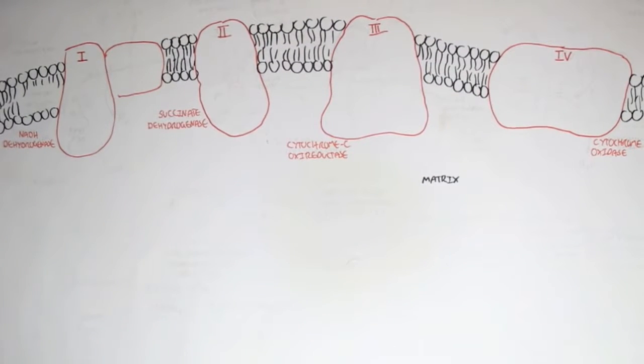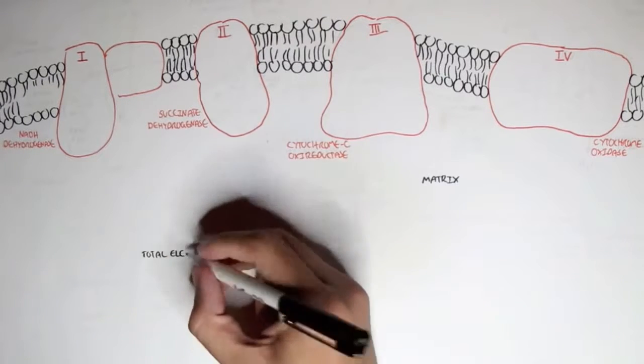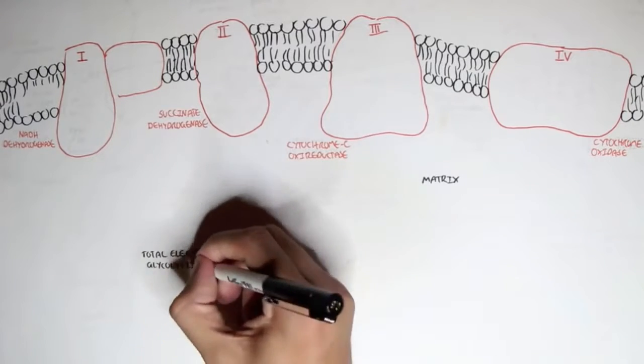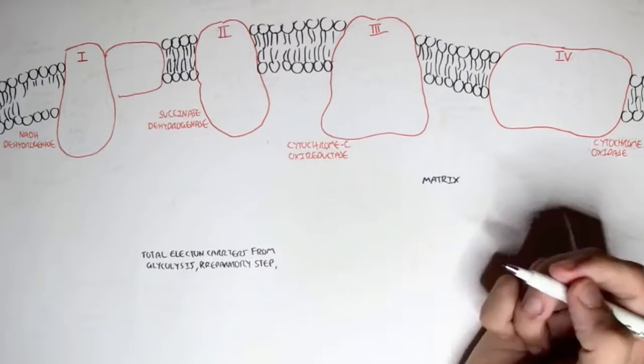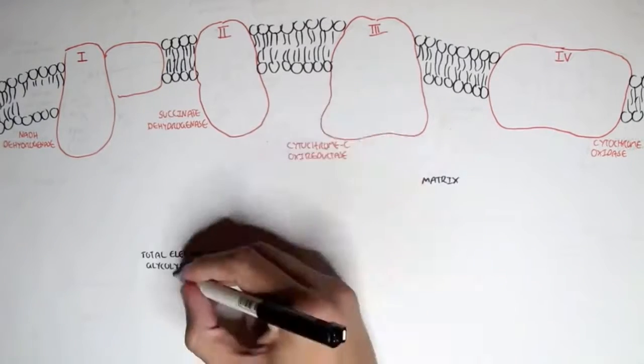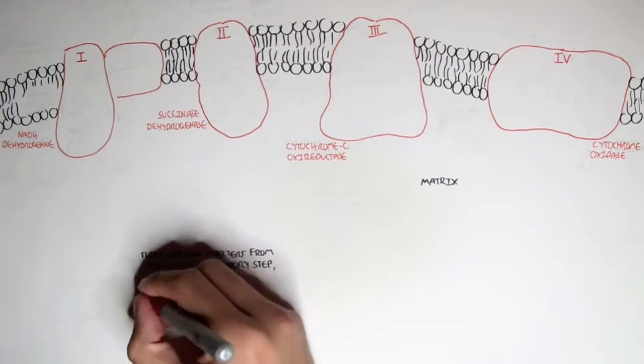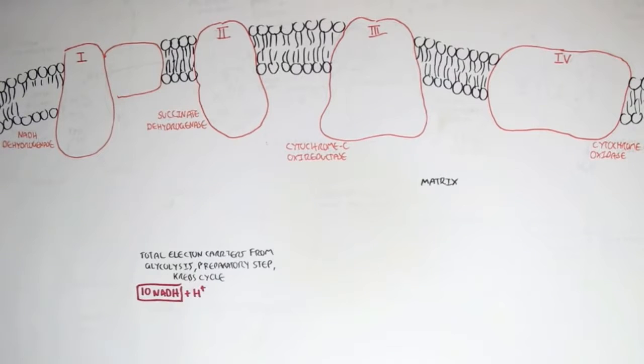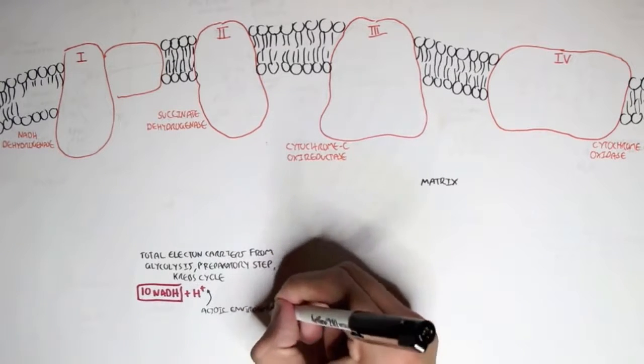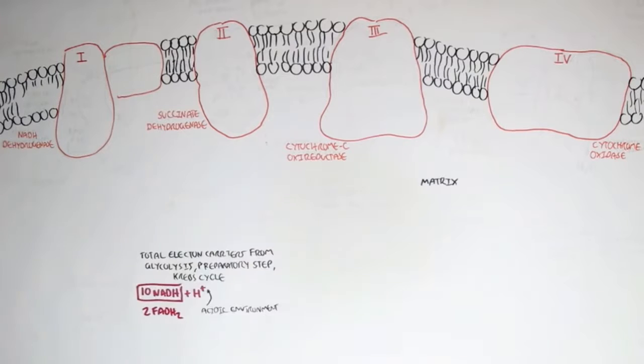Okay, now the two important substances to begin the oxidative phosphorylation process are the electron carriers from glycolysis, the preparatory step, and the Krebs cycle. The total amount of electron carriers from these processes are 10 NADHs and 2 FADH2s. So 10 NADHs and 2 FADH2s are the total amount of electron carriers we obtain from glycolysis, the preparatory step, and Krebs cycle.